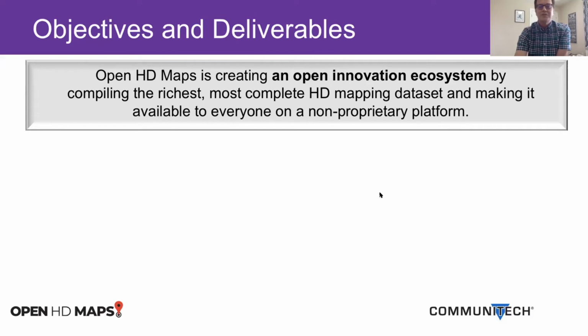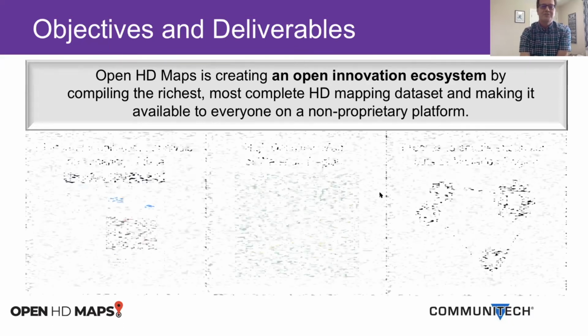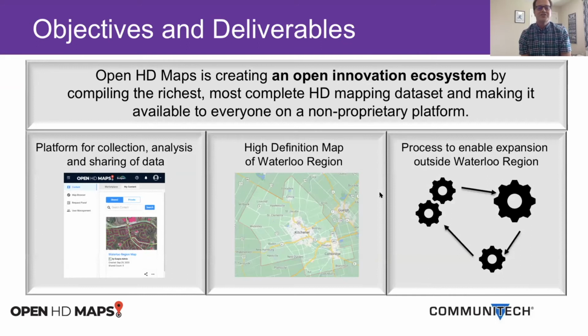So what are some of the deliverables that we're talking about here for this particular project? Really, it's a platform itself. So it's access to this for collecting, analyzing, and sharing this data. But not only that, it's also a high definition map of the Waterloo region. And this is like the seed. And this is where our great partners at Communitech have contributed significantly.